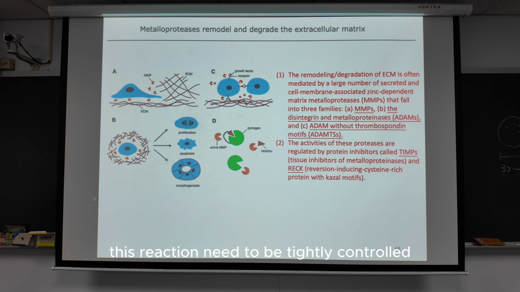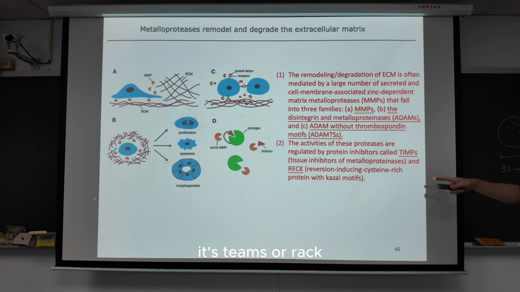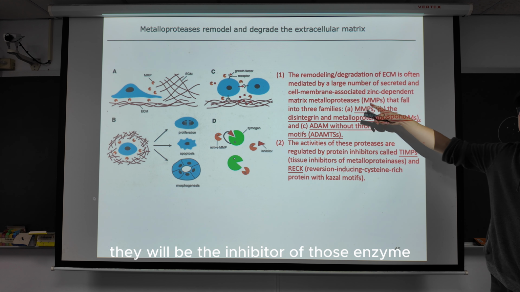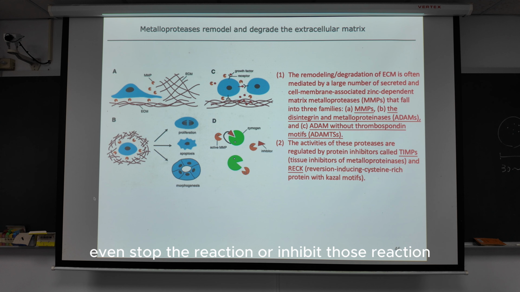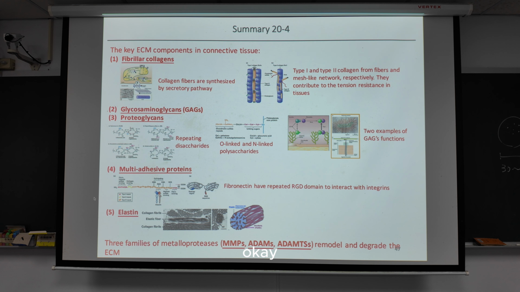Of course, this reaction needs to be tightly and precisely controlled, otherwise there will be a disaster, right? So they have a brake. TIMPs are the inhibitors of those enzymes, so they can stop or inhibit those reactions.